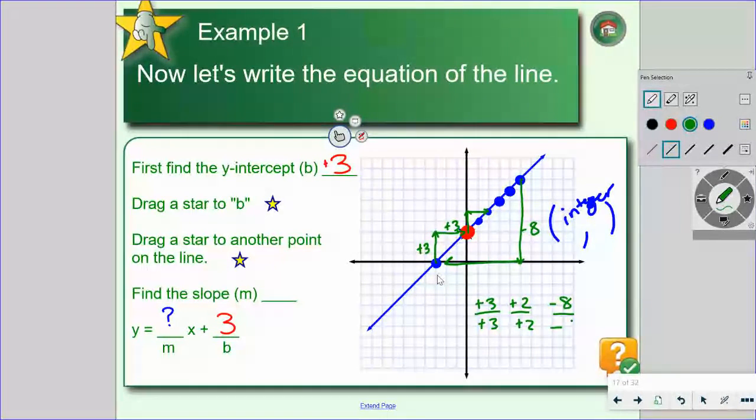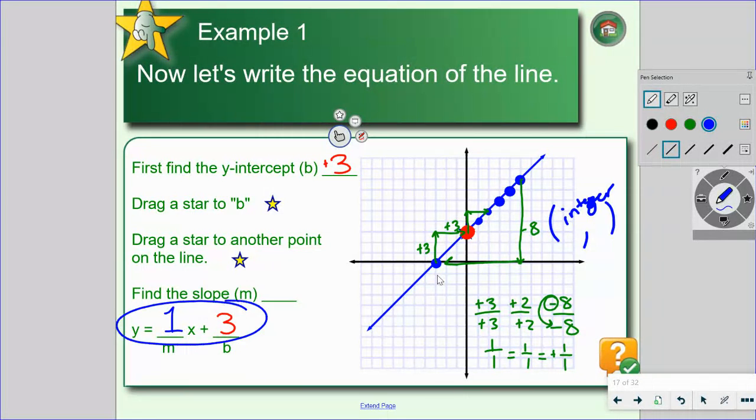Hey, guess what, folks? What do you notice about all those ratios? They're all the same relationship. They're all proportional. Even this negative, the opposite of a negative, is a positive. So in this case, you may write 1 to 1, or you may just write 1 whole. And so now we have found the equation that is described by this line, the equation that has all the solutions of that line: y is equal to 1x plus 3.